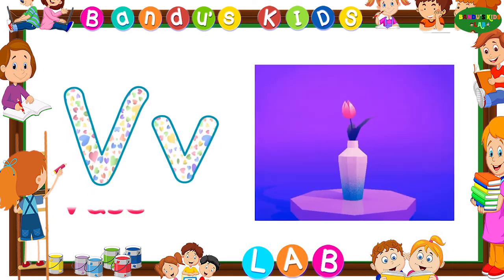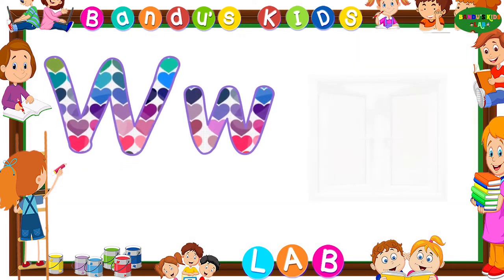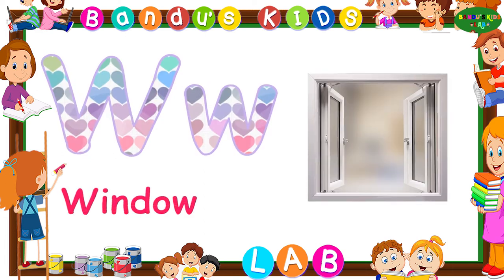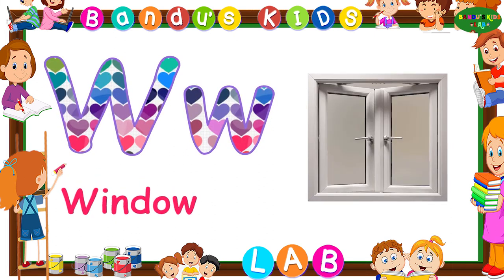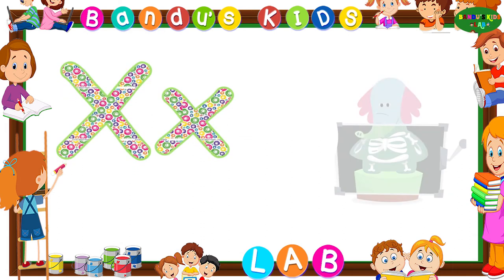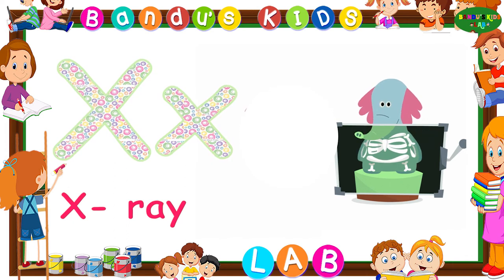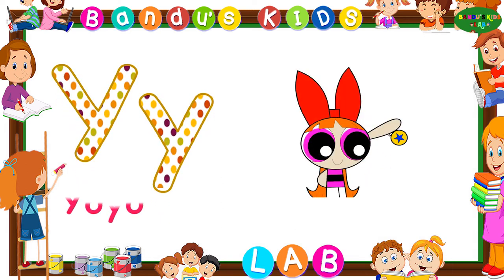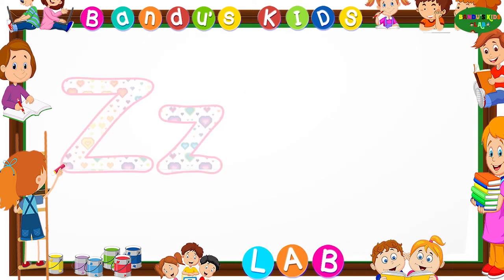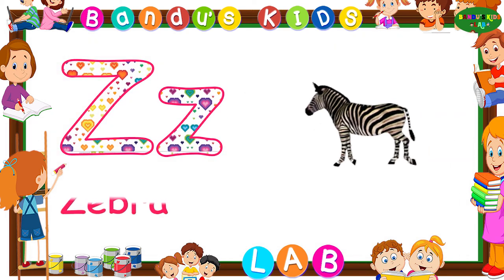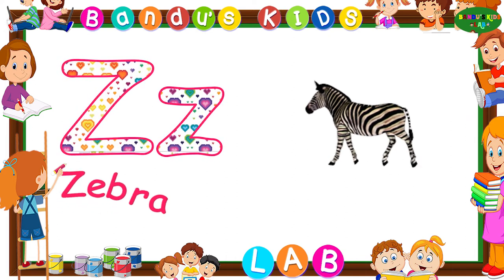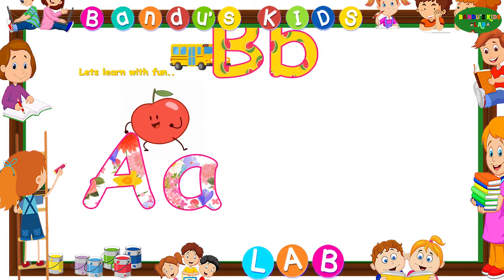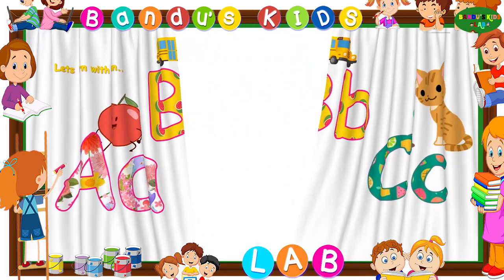V is for vase. Vase. W is for window. Window. X is for x-ray. Y is for yo-yo. Yo-yo. Z is for zebra. Zebra. Hey, you're doing great. Keep it up. Let's revise the alphabet letters one more time.